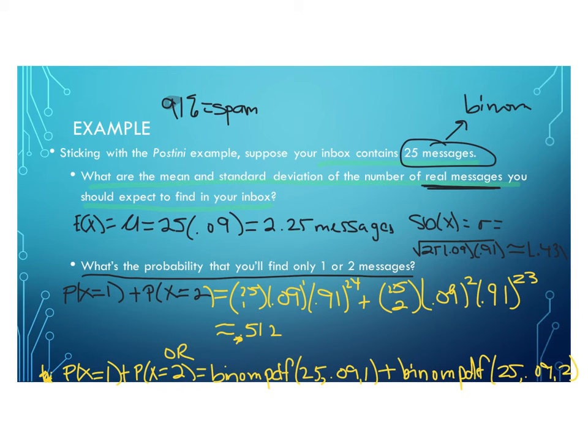And then you have to label n and p. Okay, and this does give you a probability of about 0.512. Okay, and either way would be deemed acceptable, as long as if you're using binomial PDF statements, you have the labels.